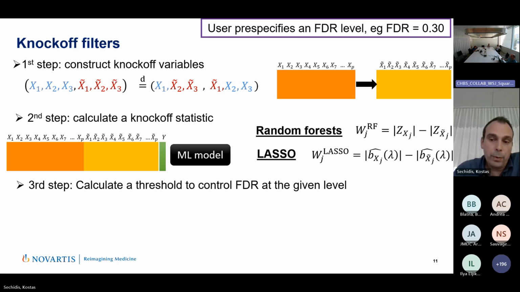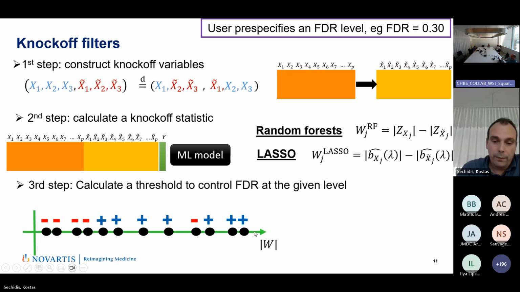And in the third step, what we are doing is we rank the features according to the absolute value of the knockoff statistic. With plus, in blue, are the ones that have a positive knockoff statistic. With minus, in red, are the ones that have a negative one. And then we use a threshold. Let's say that we use this tau.